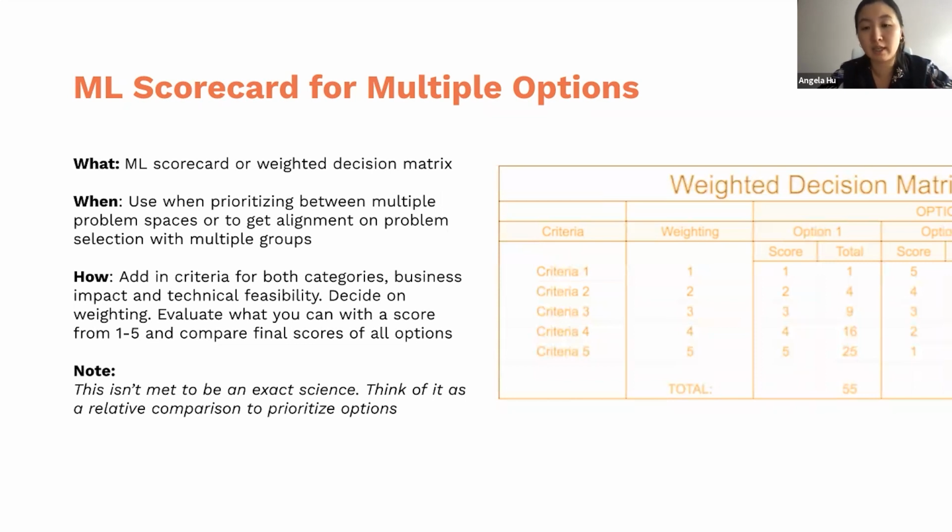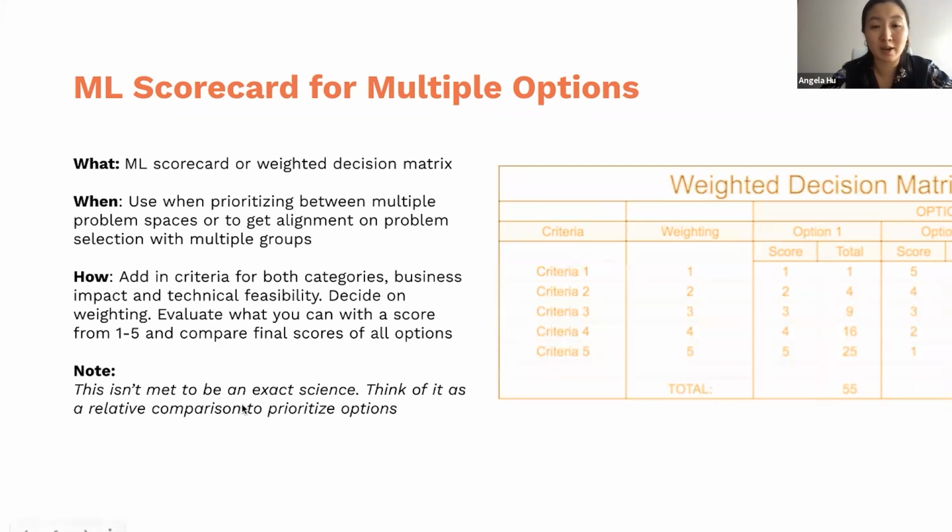We usually also assign weightings for each of the criteria. Some things are a lot more important to us than others. Data availability is a huge one for us that we usually assign a lot more weighting to. So that's something to consider as well. And then following that, you can evaluate and put together basically a weighted score and a sum product that you can look at to compare the final scores of all options.